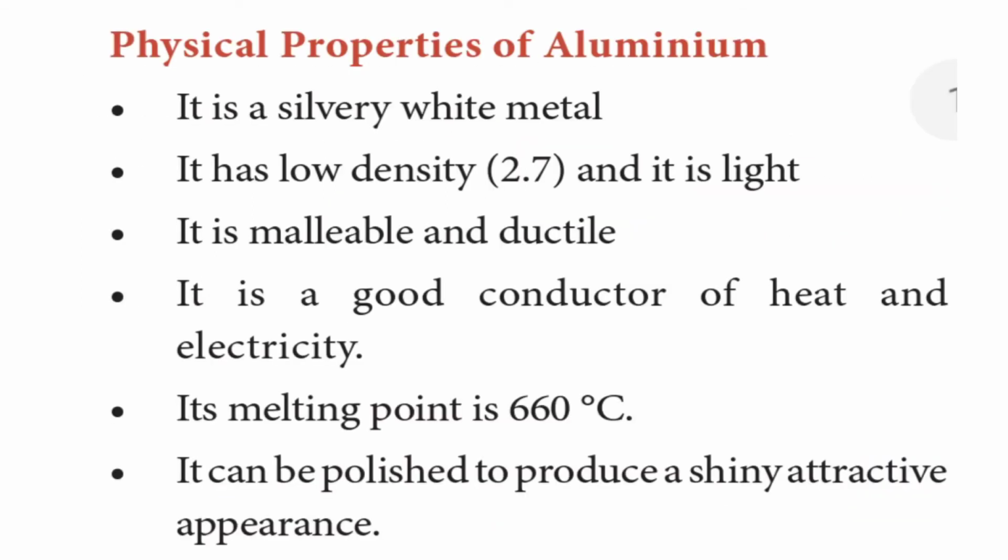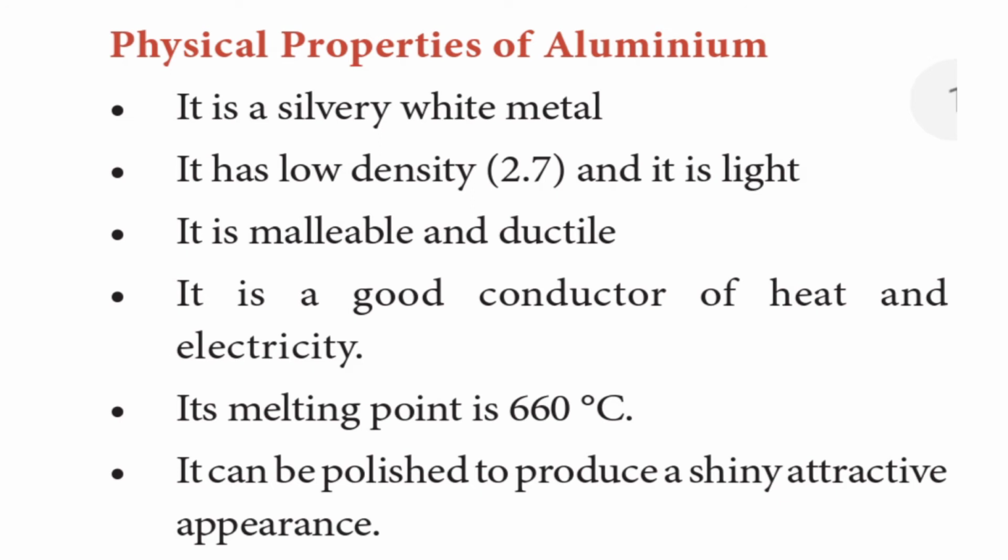Next we move on to the physical properties of aluminium. What is the color of an aluminium vessel? It is a silvery white metal. It has a low density of 2.7 and it is light. So the aluminium vessels are weightless, and it is malleable and ductile.